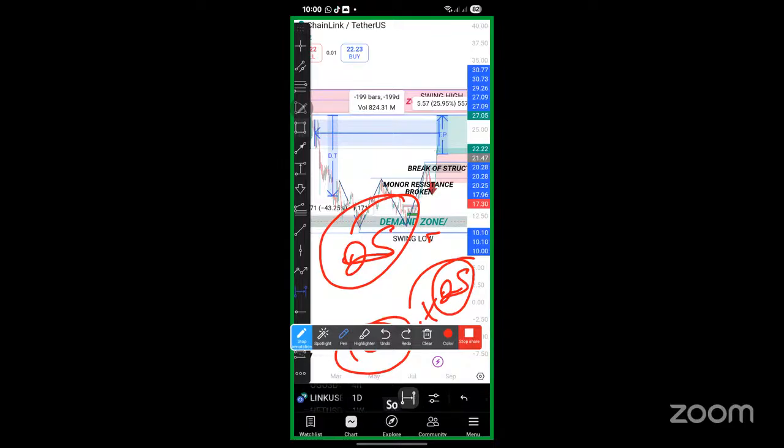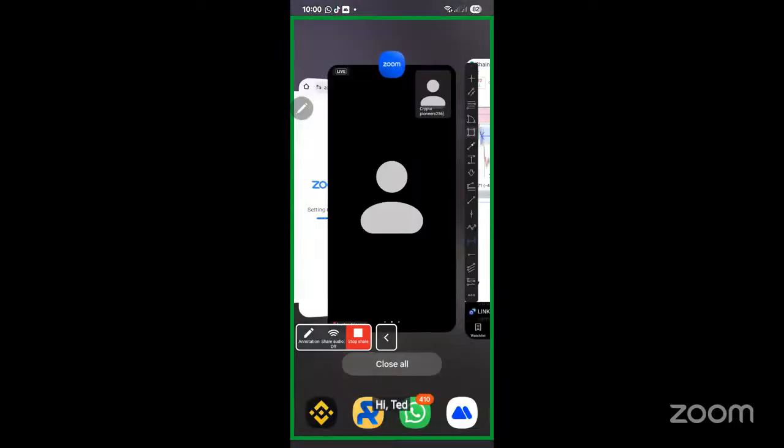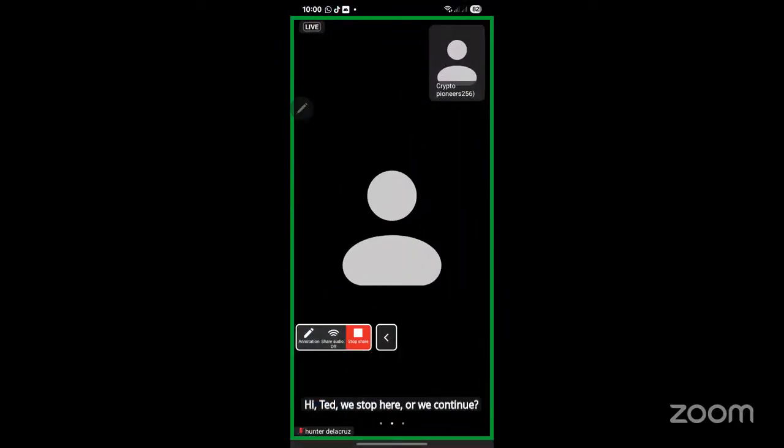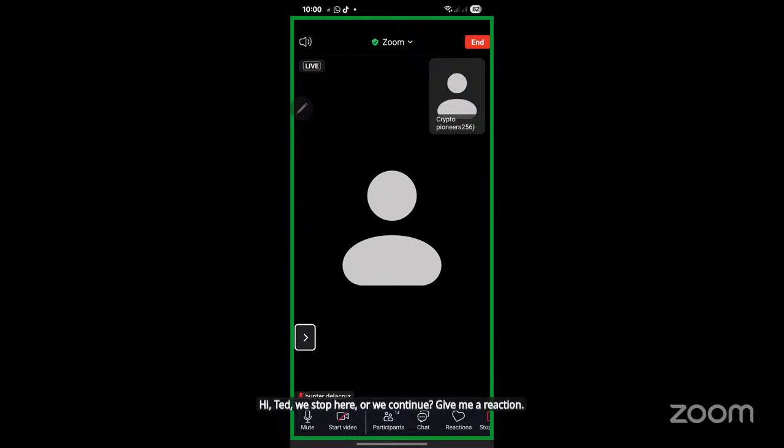So that is the double bottom. Are you tired? We stop here or we continue? Give me a reaction. Should we continue? Give me a reaction.